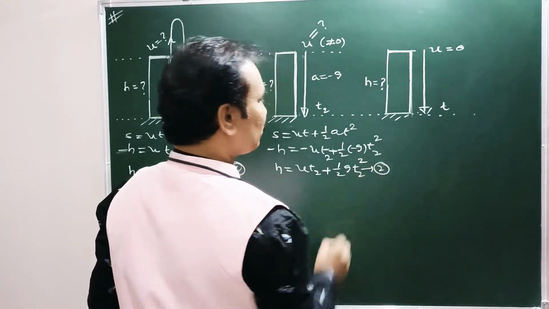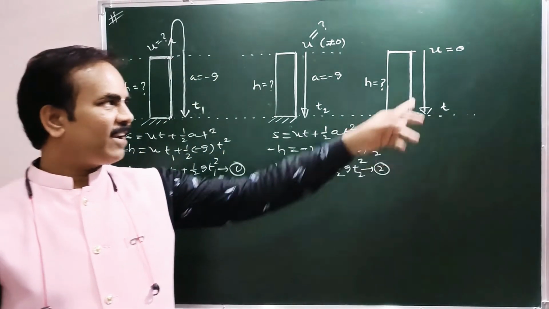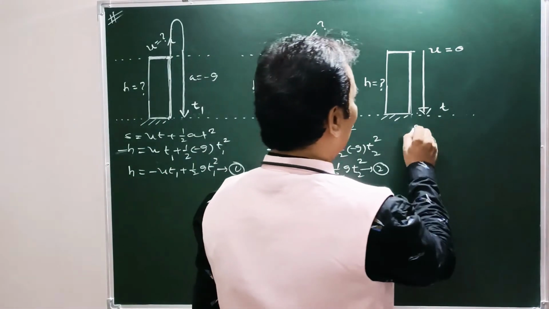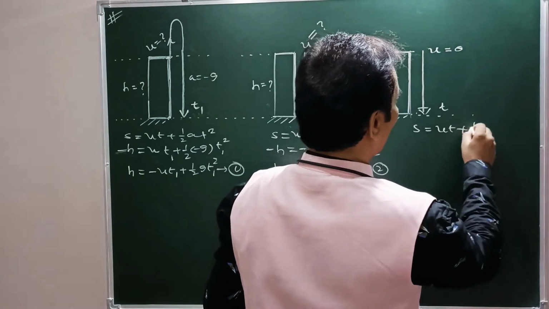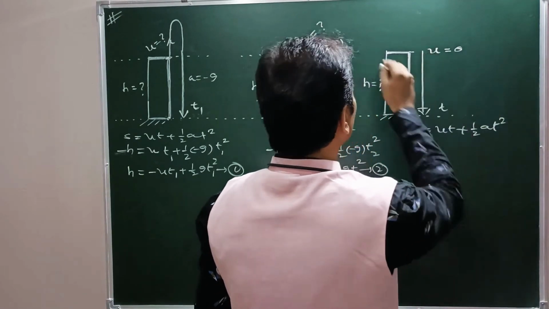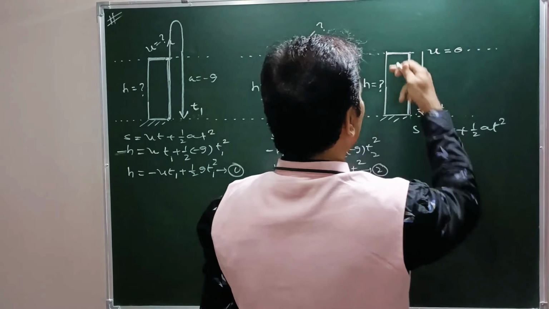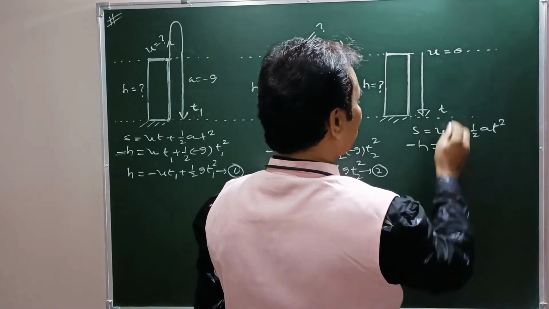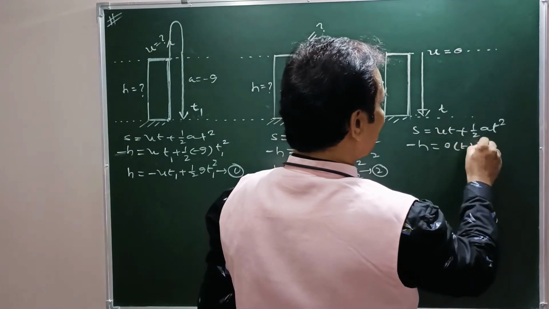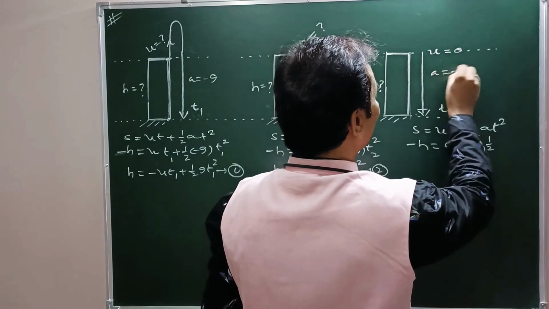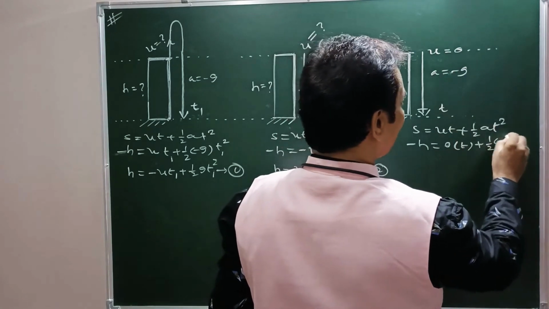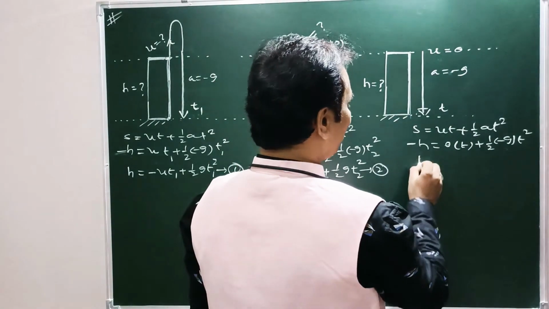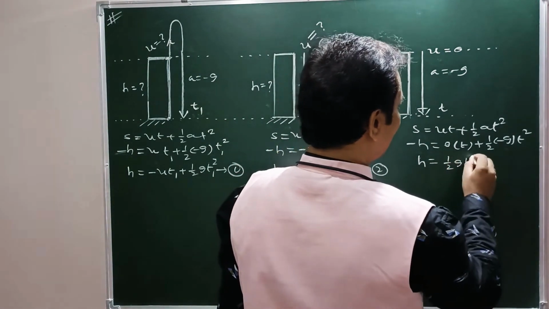Coming to the third situation, it is a freely falling body. So take the same expression again, S equal to ut plus half at square. S means, see this was the reference line, displacement minus h from the reference line, minus h equal to u, which is 0, into t plus half into a, which is minus g, once again minus g into t square. Right? That is minus cancels, left with h equal to half g t square. Number 3.